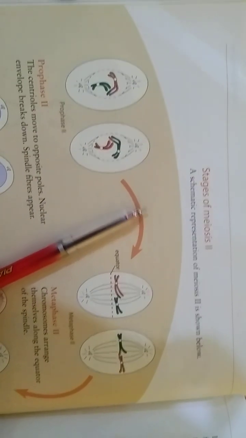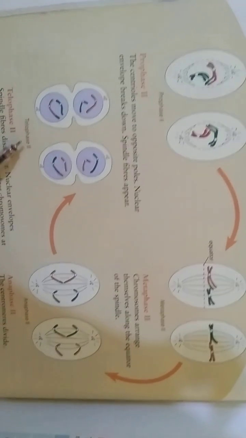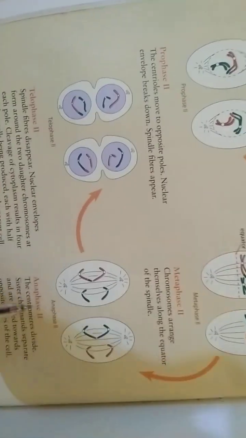Stages of meiosis 2. A schematic representation of meiosis 2 is shown below. Now we try to understand the process of meiosis 2 by this schematic diagram: prophase, metaphase, anaphase, telophase.